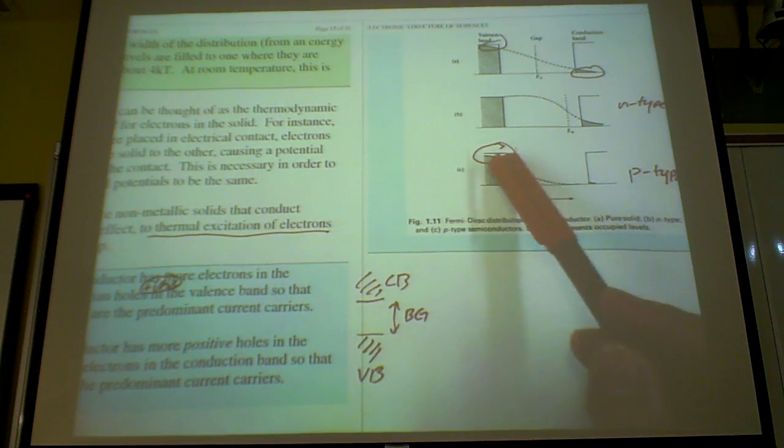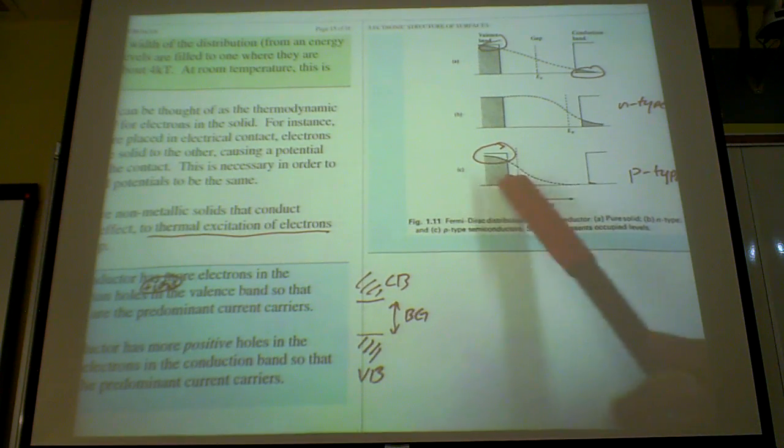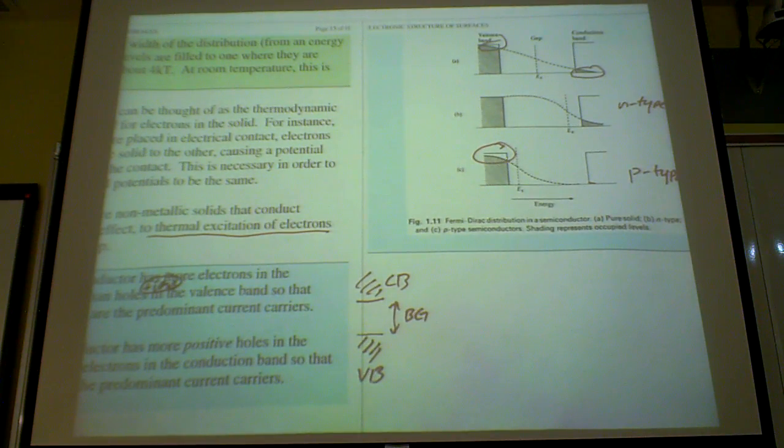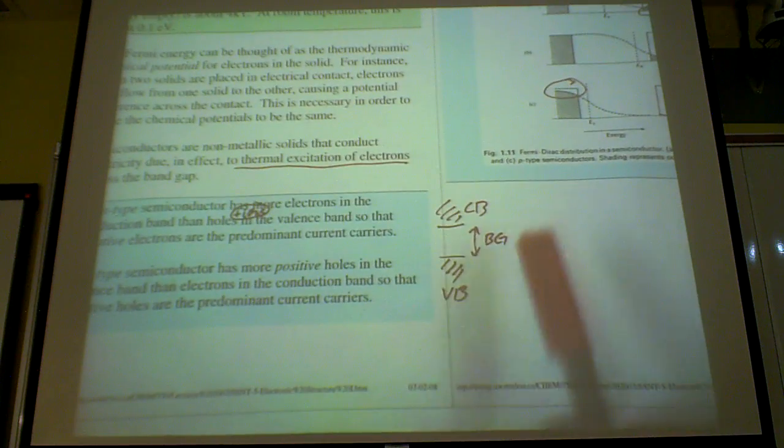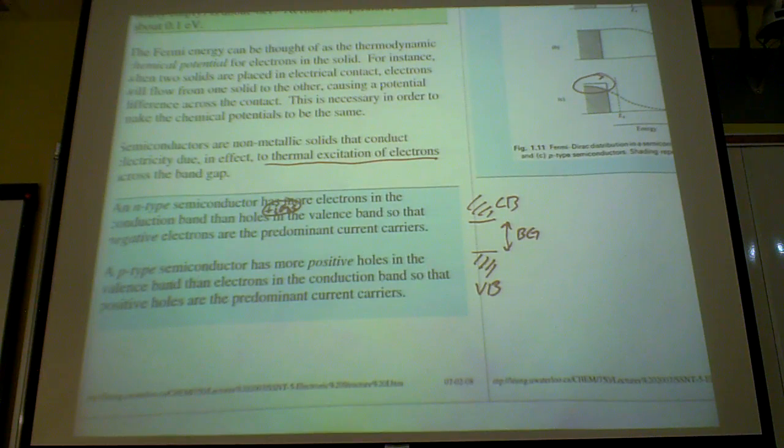So the Fermi level skews towards the low energy in the case of P-type, or towards the valence band, like this. Okay. So then, if you skew like that, then what happens is that in effect you have a P-type semiconductor which has more positive hole, so-called more positive hole in the valence band than electron in the conduction band. So the positive hole is the primary carrier, right?